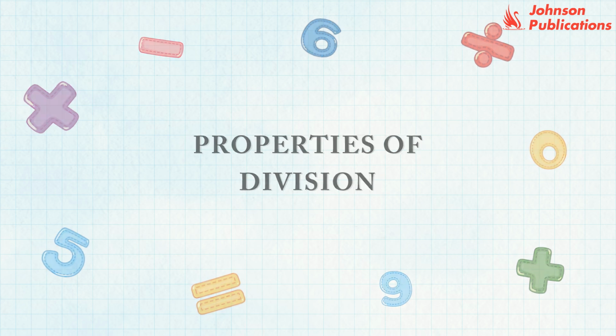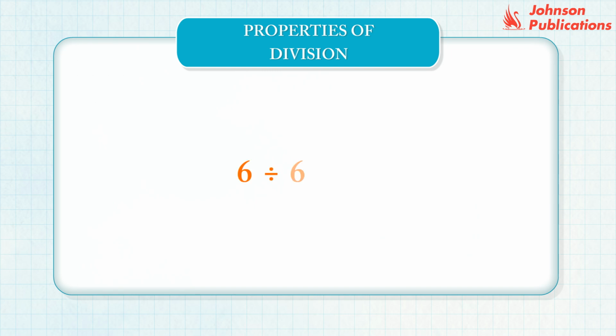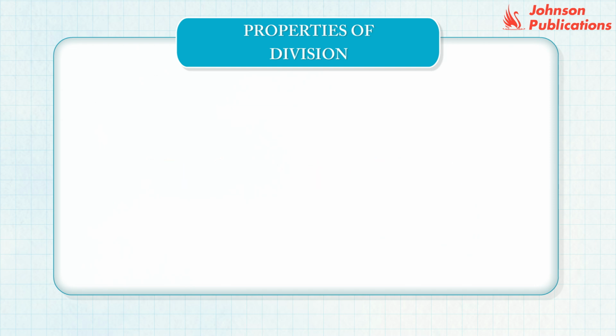Properties of division. If a number is divided by itself, the quotient is always 1. Let us understand this property through an example. When we divide 6 by 6, we get 1. If a number is divided by 1, the quotient is always the number itself. For example, when we divide 4 by 1, we get 4. If we divide 0 by any number, the result is always 0. For example, when we divide 0 by 7, we get 0.